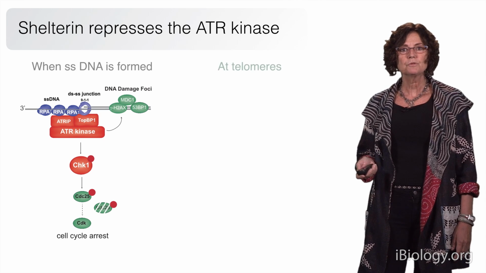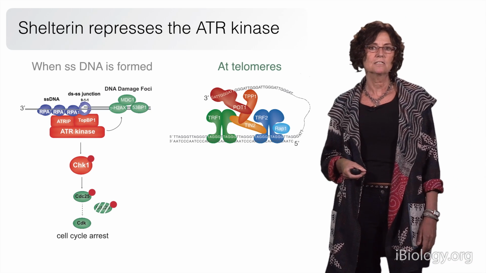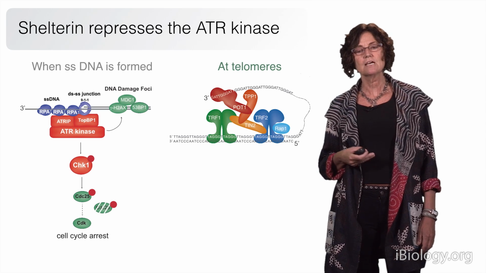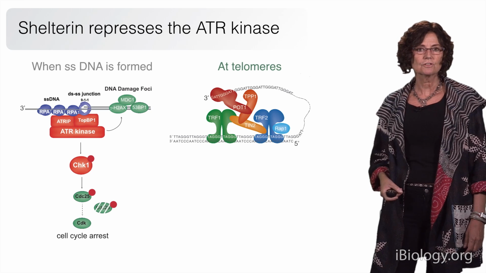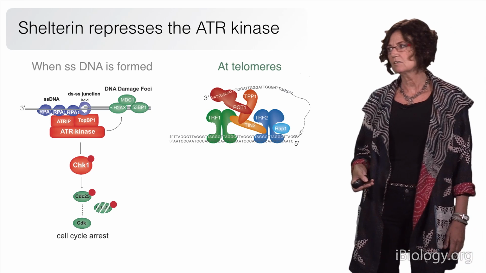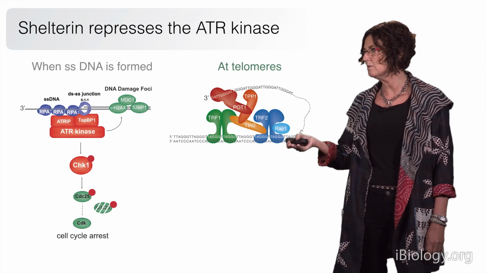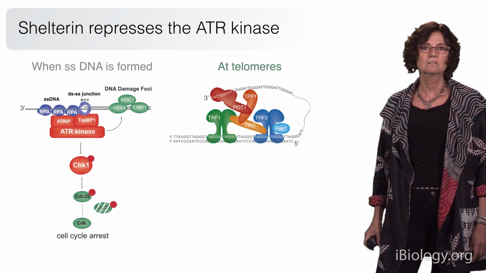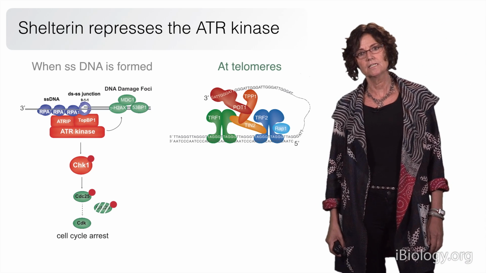How do telomeres prevent this kinase from mistakenly recognizing natural chromosome ends as sites of DNA damage? After all, the telomere contains the exact structure that activates the ATR kinase. It has single-stranded DNA that extends 3'. It has a 5' double-stranded, single-stranded transition. It has what it takes to activate the ATR kinase.